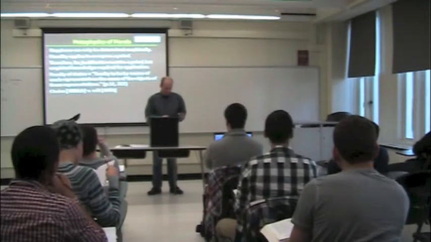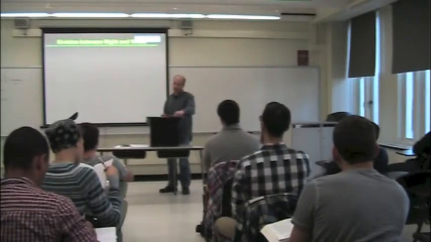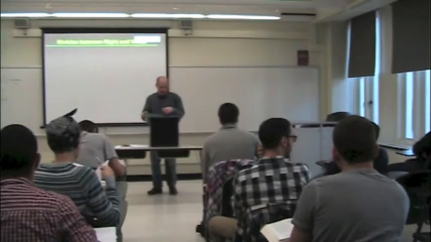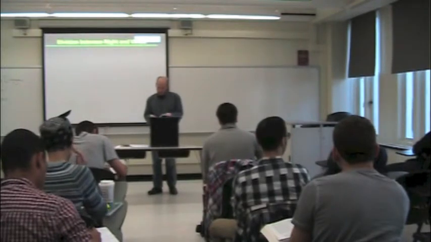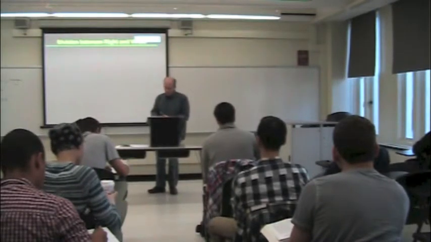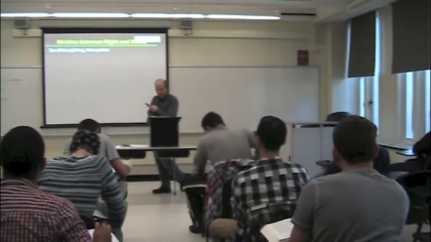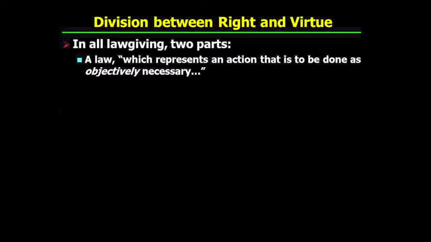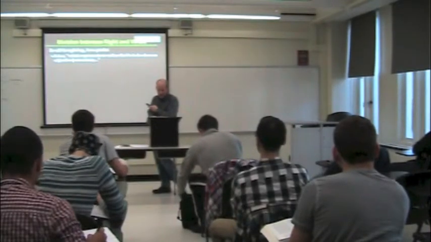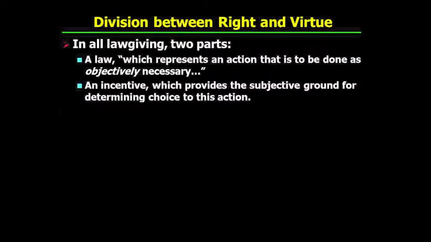I want to just finish up by mentioning the division between the two books in the Metaphysics of Morals. I just want to mention what it is. He says, so this is on page 20, in all lawgiving, there are two elements. First, a law, which represents an action that is to be done as objectively necessary, that is, which makes an action a duty. And second, an incentive, which connects the ground for determining choice to this action subjectively with the representation of the law.